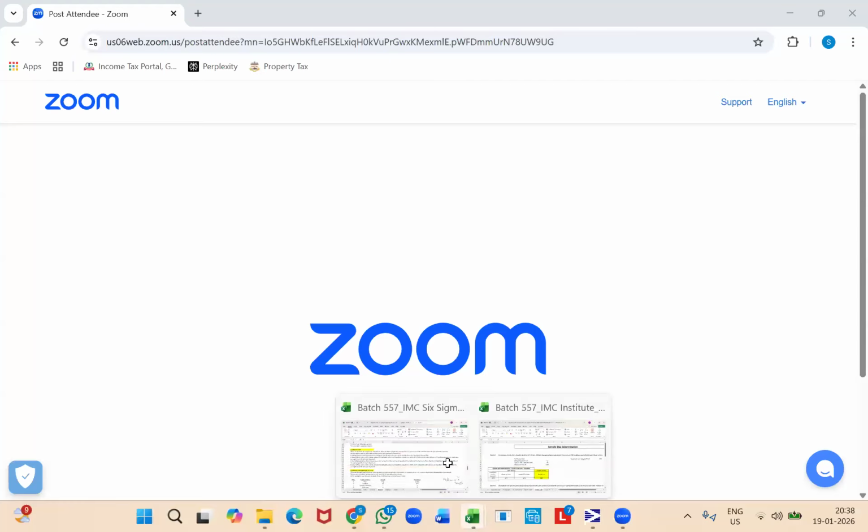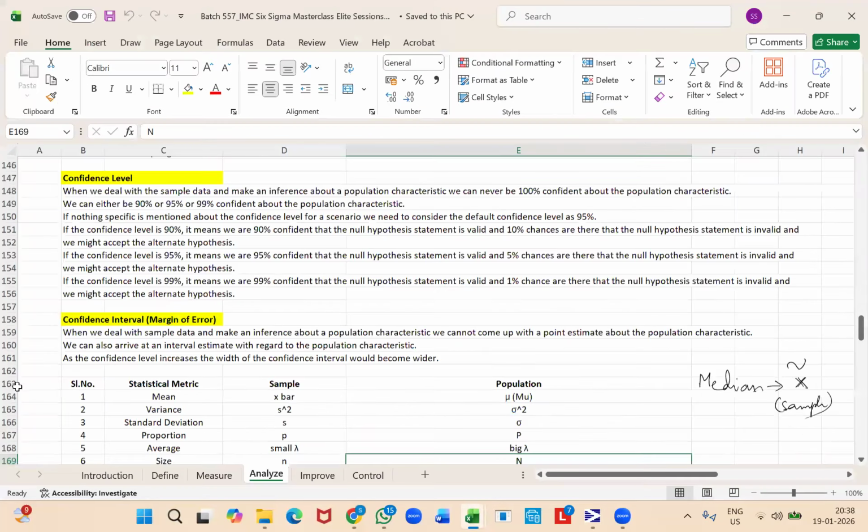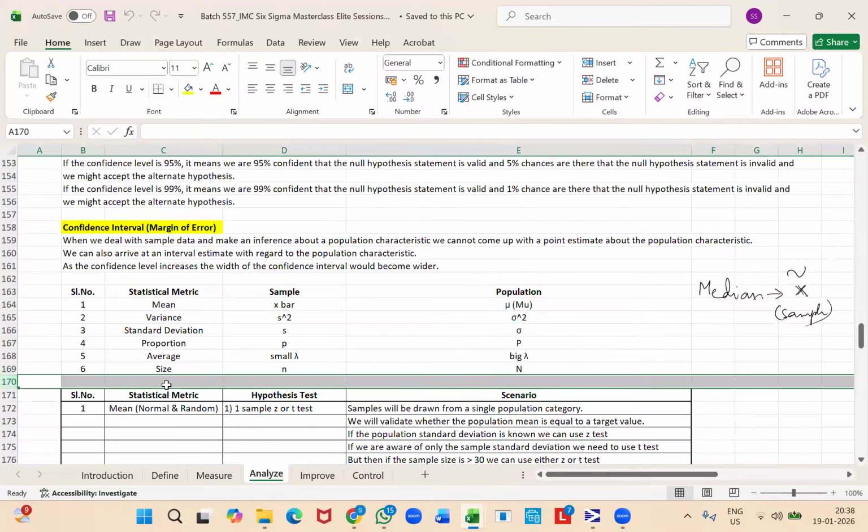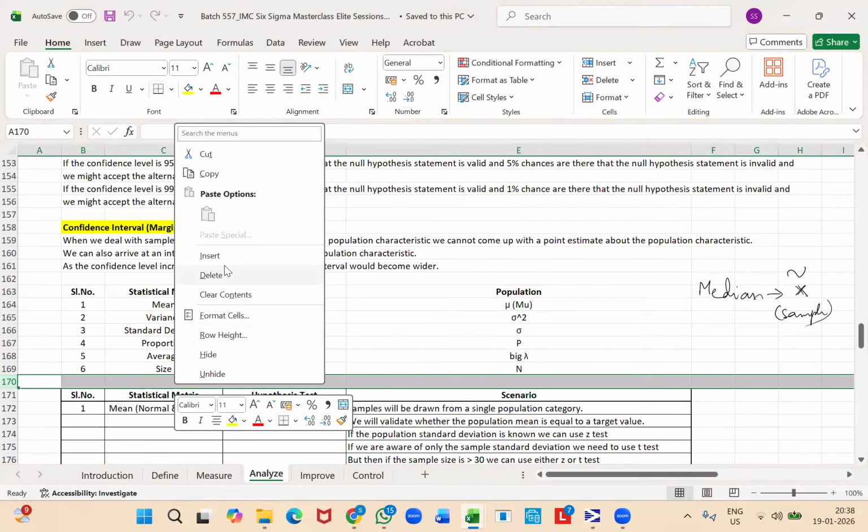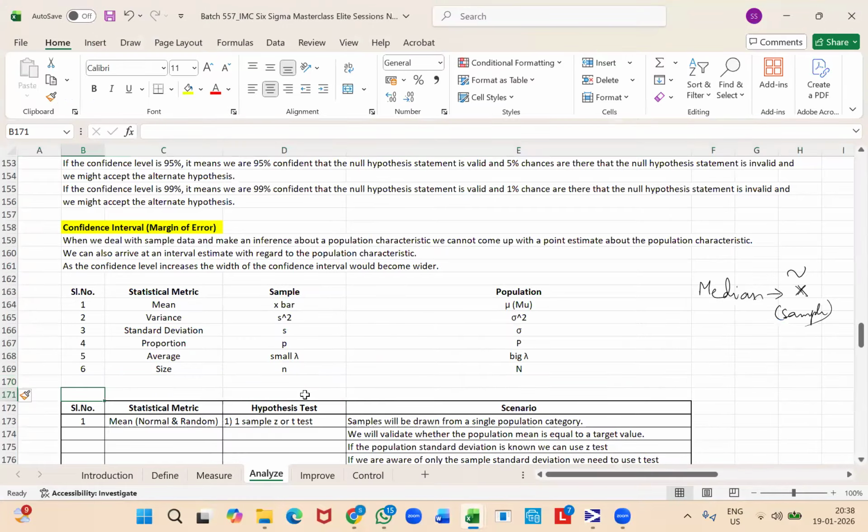Right. So let me just share my screen. So next we are going to look at the list of hypothesis tests that we have for the various statistical metrics. So I've given this in a table format because in the final assessments, we will not get any exercises pertaining to hypothesis testing as questions, right? So you'll not get any exercises pertaining to hypothesis testing as questions in the final assessment.